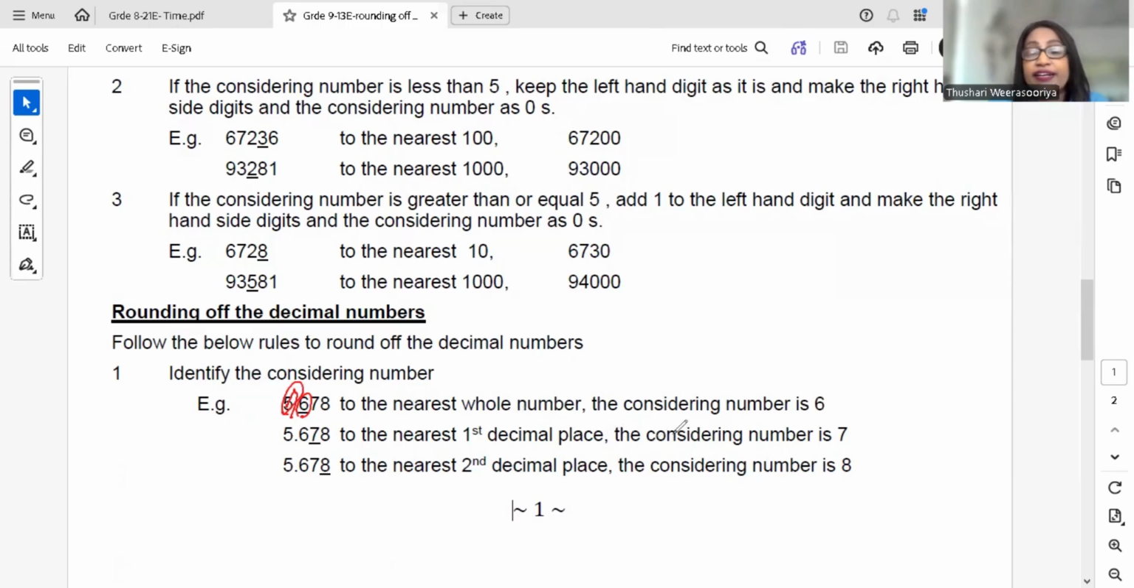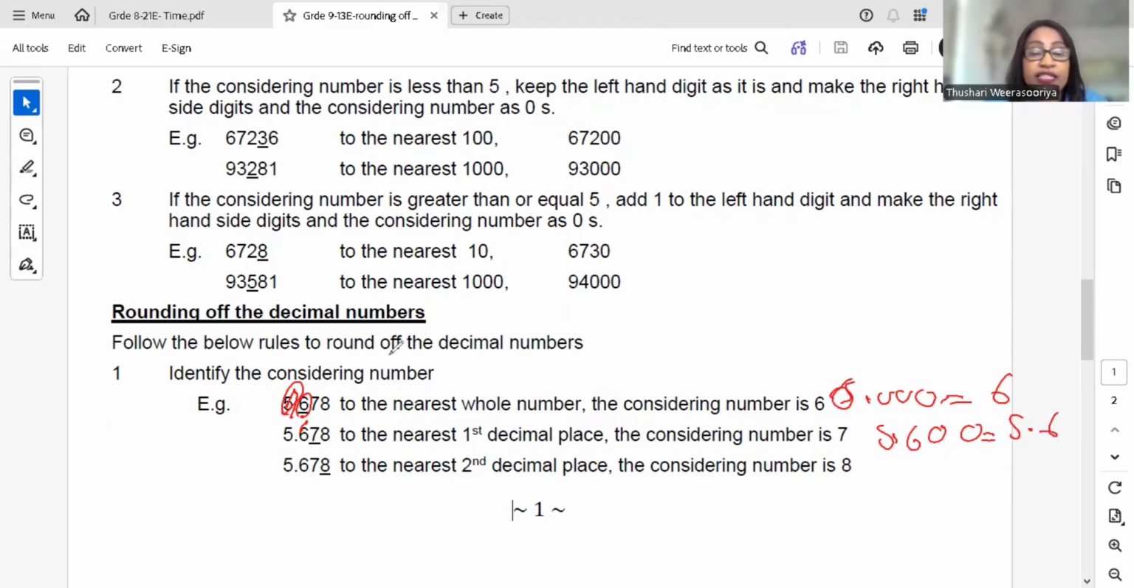You add 1 to the front. Then 6.000, but we don't write the zeros. Then the final answer is 6. Next one, to the first DP. We need the first DP. Draw a line. The next number is 7. 7 is greater than 5. Then you add 1 to the front number, 5.6 becomes 5.7, first decimal place. From there onward is 0, 0. Then after that you clean that.